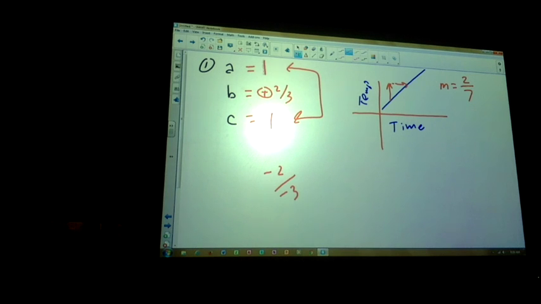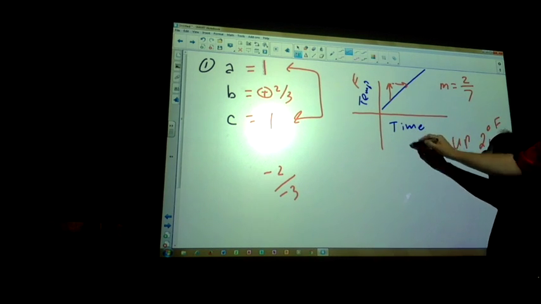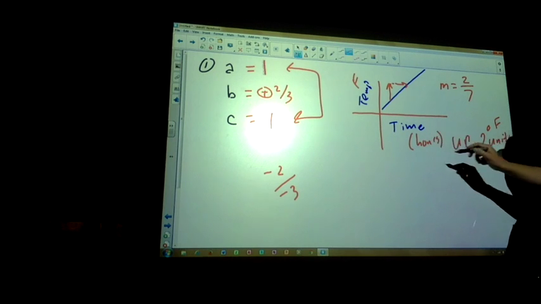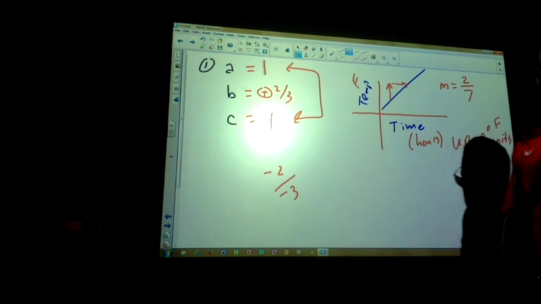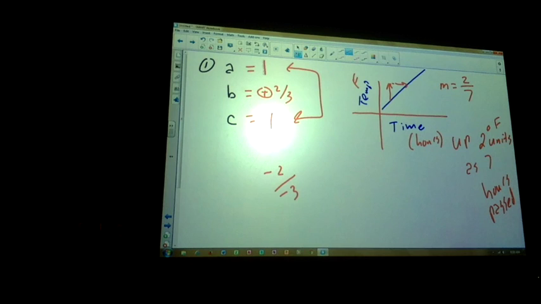There you go. The temperature goes up 2 units. If I said temperature in Fahrenheit, it would go up 2 degrees Fahrenheit, and time is in hours, as 7 hours pass. I like it. That's the slope in the context of this problem. I talked about what happened in the y direction over what happened in the x direction. That had nothing to do with problem number 1.